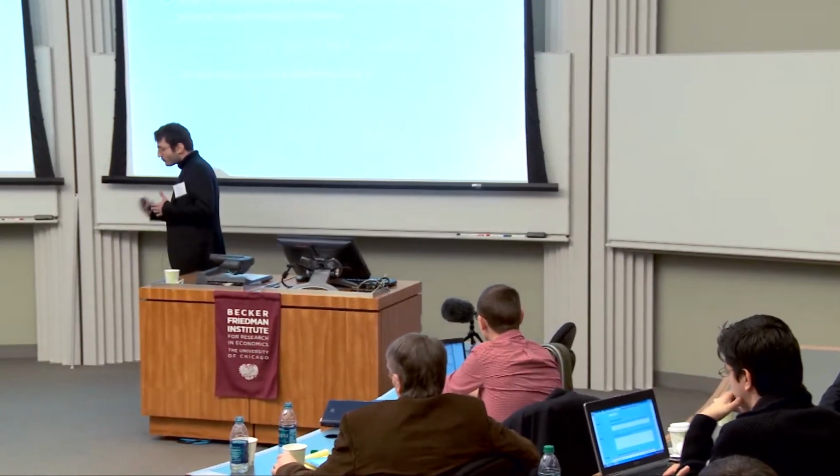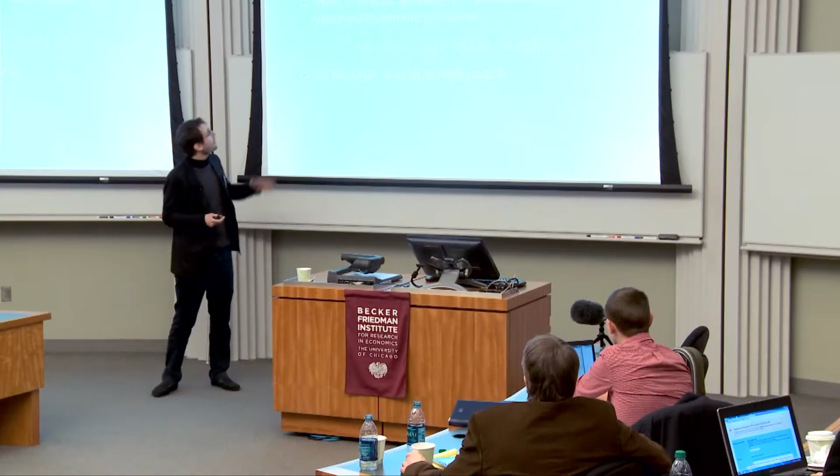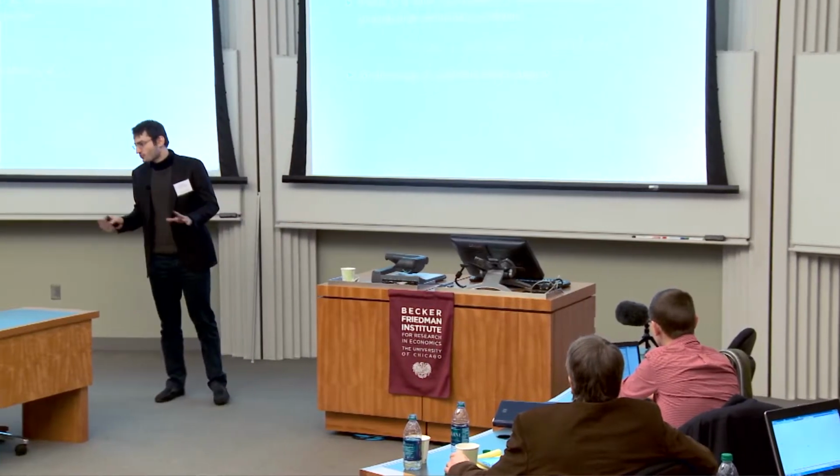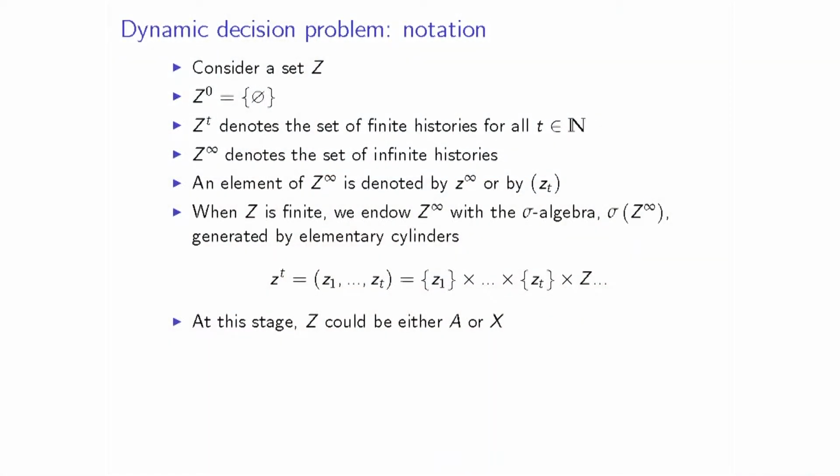So in order to move to the dynamic decision problem, I need to introduce a bit of notation, which is quite standard. So consider a set Z. Let me anticipate that at this stage, Z can be either the set of actions A or the set of states X. We denote by Z0 the set just containing the empty sequence, okay? And by Zt, the set that contains all histories up to time t. The set Z infinity then is nothing else than the set of all infinite histories. An element of Z infinity is denoted either by z infinity or as a sequence, okay?